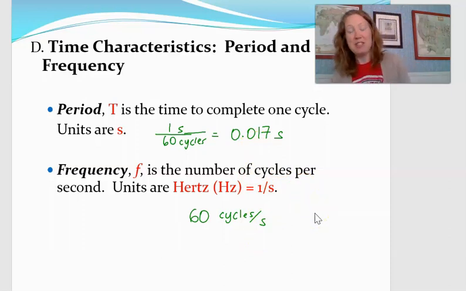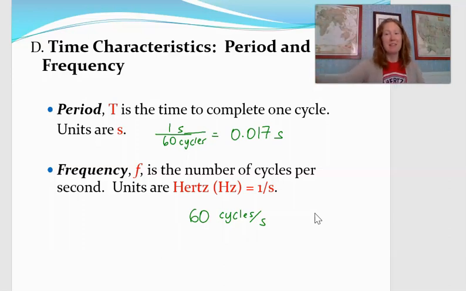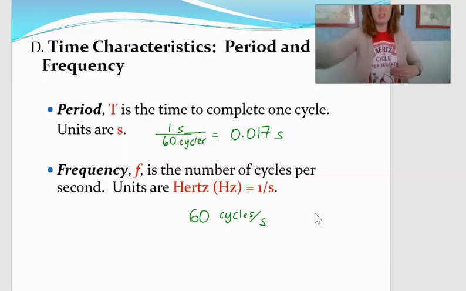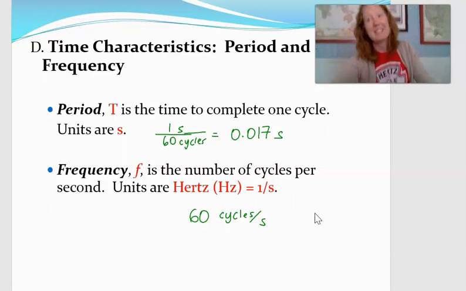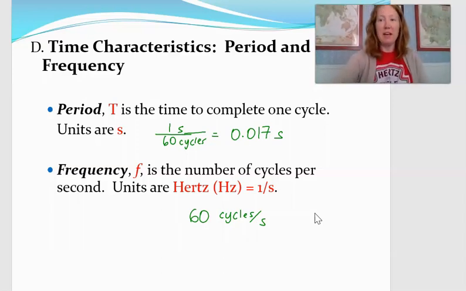I did, just for today, wear my, let me change the angle, my Hertz shirt, which, you know, looks like a Heinz shirt, but it's cycles per second. Okay. Just for you.